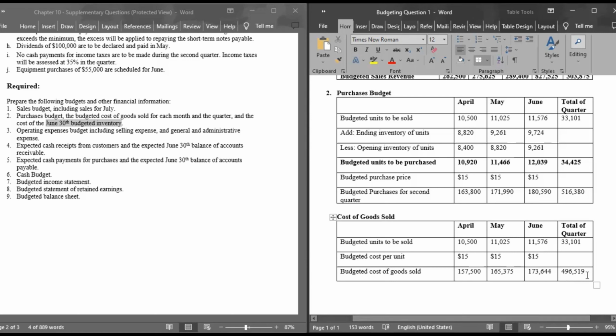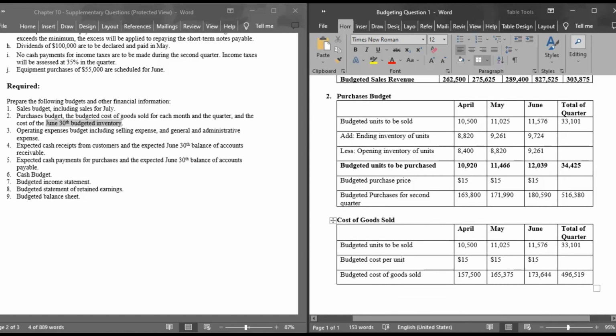We're finding the cost of goods sold, and for ending inventory, it is just the same units times the price. Yes, exactly. But in ending inventory, we take ending units, whereas in cost of goods sold, we take units sold times cost per unit. This is basically the difference between cost of goods sold and ending inventory.